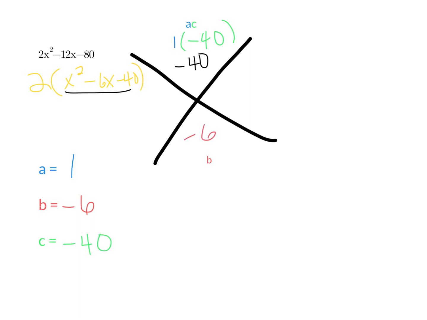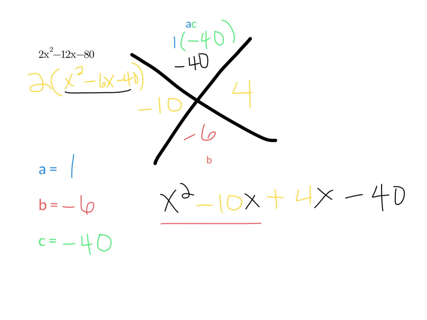Since I'm multiplying to a negative number, I know one of the numbers has to be negative. And in this case, I know it's the larger number because it has to add to a negative number. The factors of negative 40 that sum to negative 6 are negative 10 and positive 4. So now I can rewrite my polynomial as x squared minus 10x plus 4x minus 40. And now I can factor by grouping.